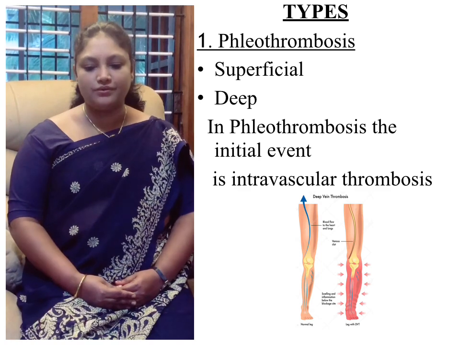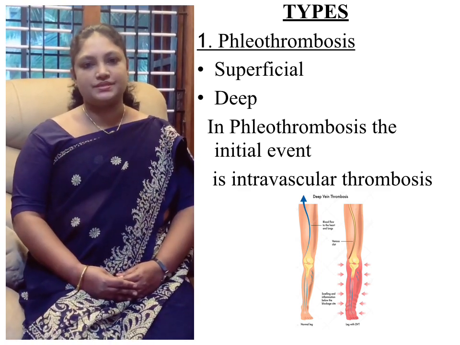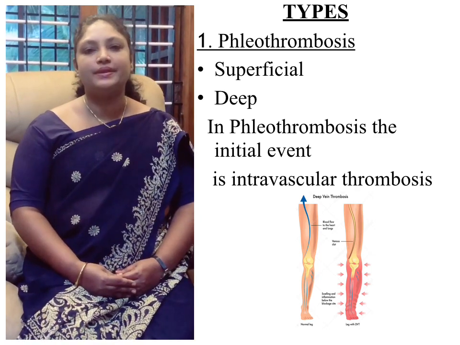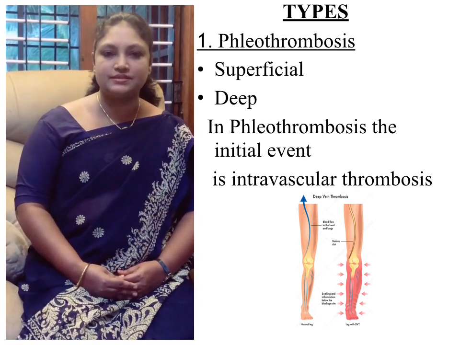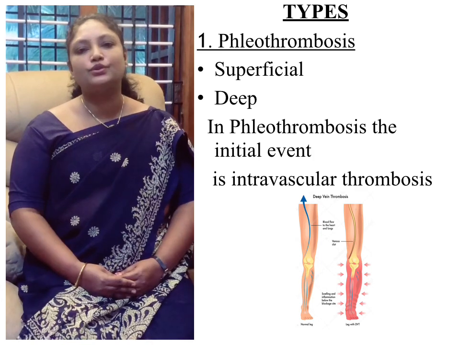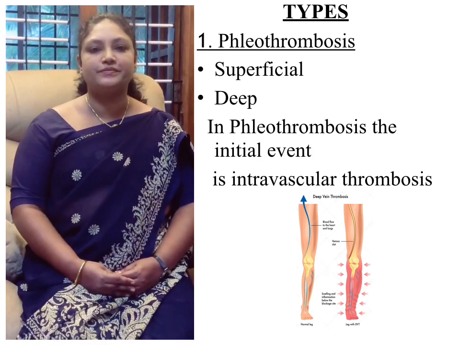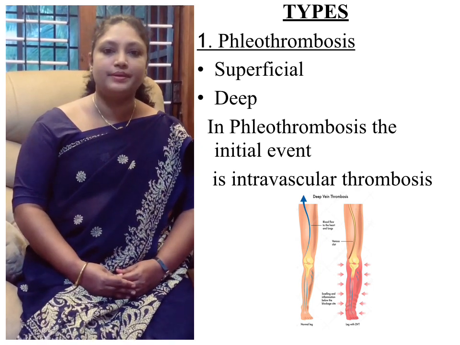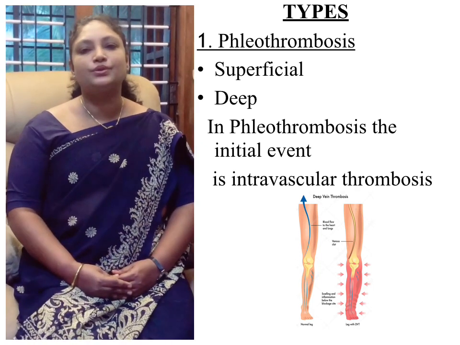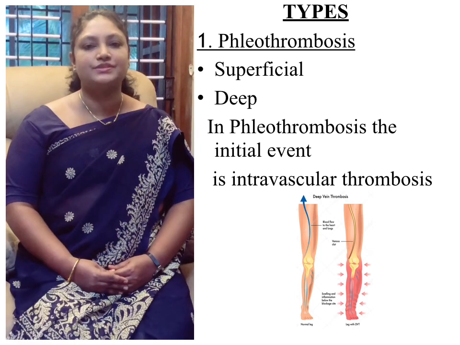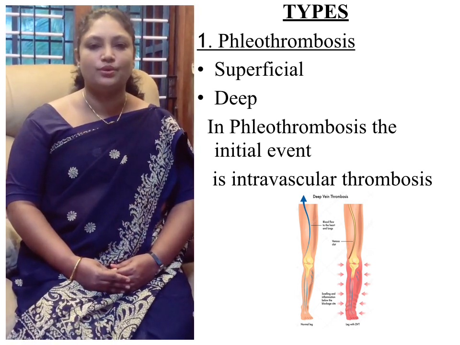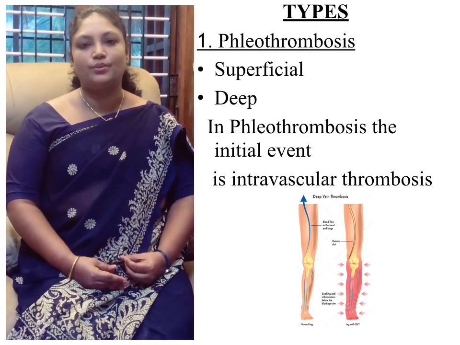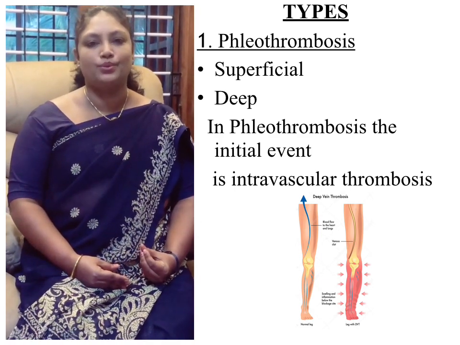Next we will see the types of puerperal venous thrombosis. There are two types: one is phlebothrombosis and the second one is thrombophlebitis. In phlebothrombosis there are two types, superficial and deep. First we will understand what phlebothrombosis is. In phlebothrombosis, the initial event is intravascular thrombosis, the formation of an intravascular thrombus.